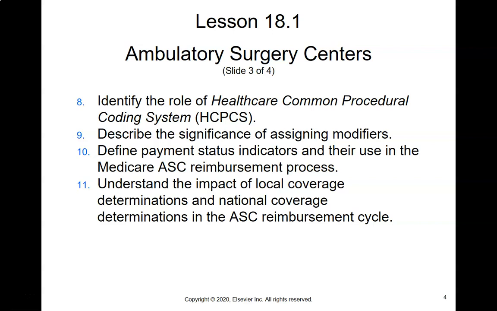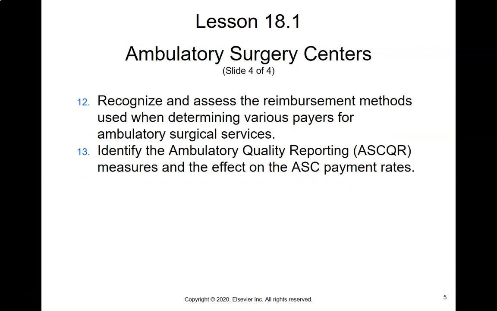10. Define payment status indicators and their use in the Medicare ASC reimbursement process. 11. Understand the impact of local coverage determinations and national coverage determinations in the ASC reimbursement cycle. 12. Recognize and assess the reimbursement methods used when determining various payers for ambulatory surgical services. And 13. Identify the ambulatory quality reporting measures and the effect on the ASC payment rates.